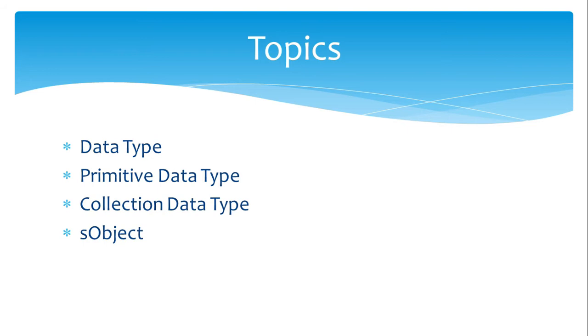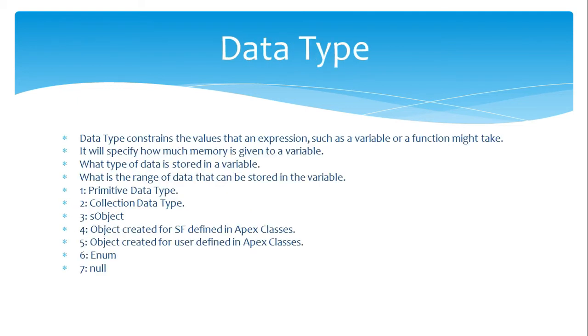Topics we are going to cover in this session: data types, primitive data type, collection data type, and sObject. A data type constrains the values that an expression, such as a variable or a function, might take. It specifies how much memory is given to a variable, what type of data is stored in the variable, and what is the range of data that can be stored in the variable.